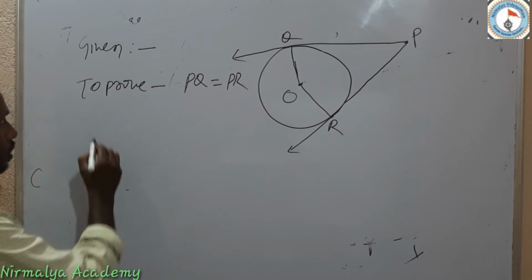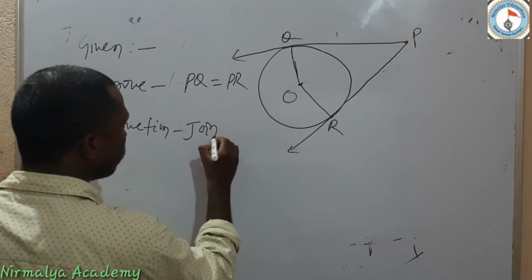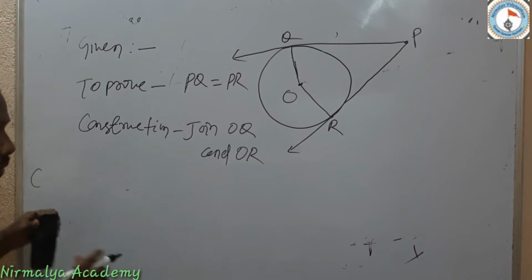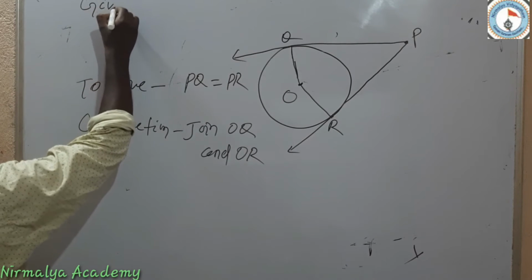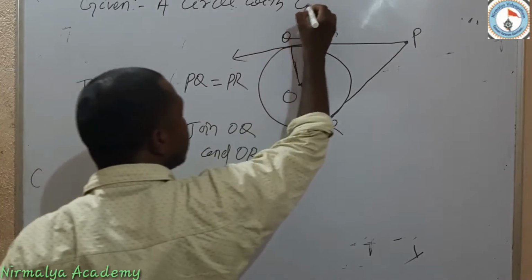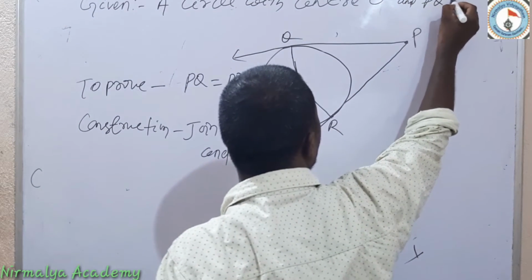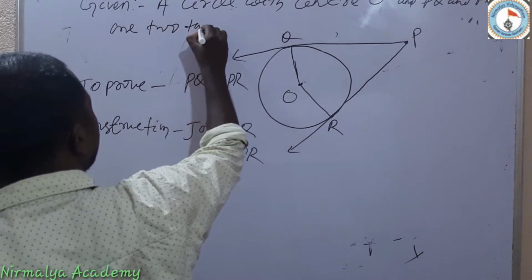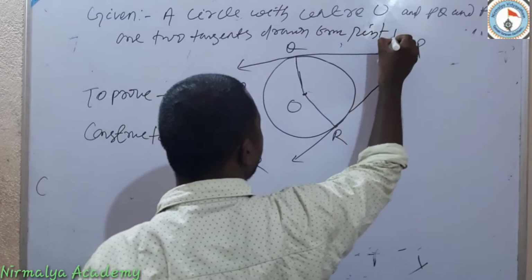Next, in the construction, join OQ and OR. This is the construction. So let's write the given a little. A circle with center O and PQ and PR are two tangents drawn from point P lying outside the circle.